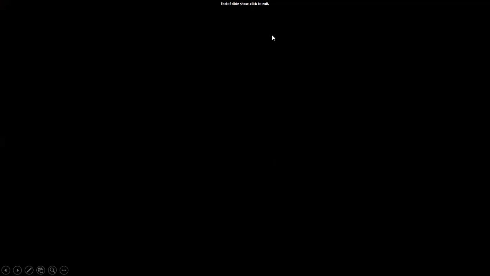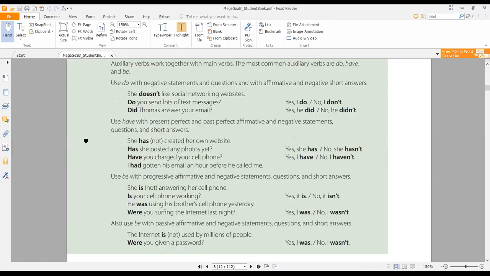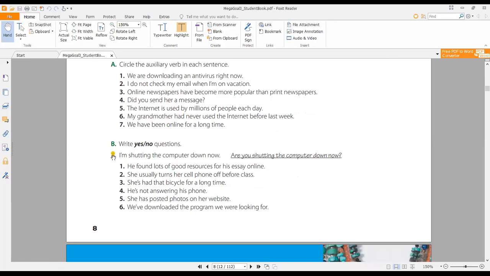Now let's go to your student book, guys, page 8. This page is the grammar, auxiliary verbs. I want you now to do exercise B. We have done exercise A before. In exercise B, I need you to make yes and no questions from the statements 1 to 6. I want you to make yes and no questions like this example. I'm going to show you the CD, and I'm waiting for your answers.